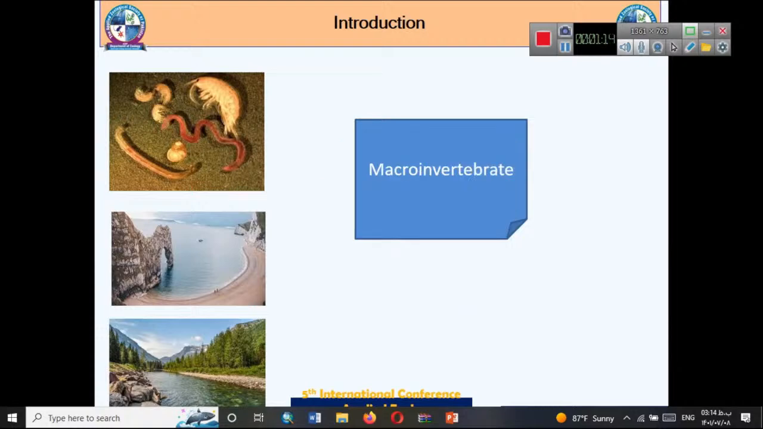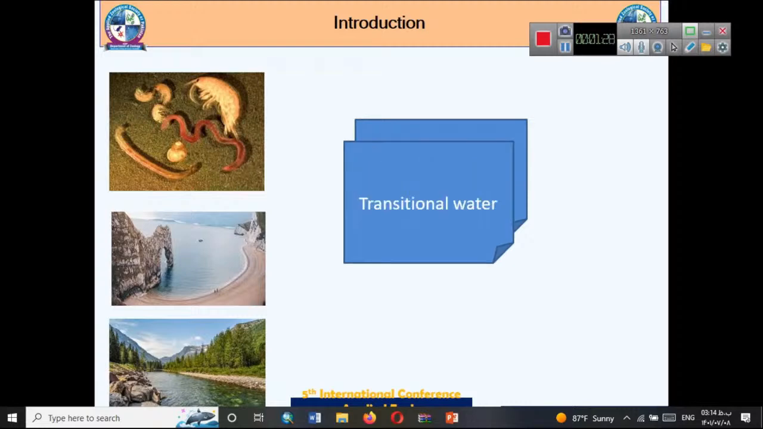Macroinvertebrates, here our meaning is macrobenthic, the organisms living at the bottom of aquatic places, for instance, sea and rivers. Transitional waters are those waters between land and the sea and include estuaries, lagoons, deltas, and so on. They often encompass river mouths and so show the transition from freshwater to marine conditions.